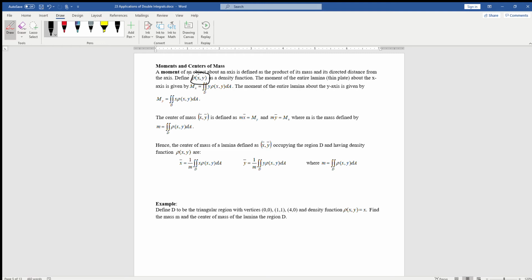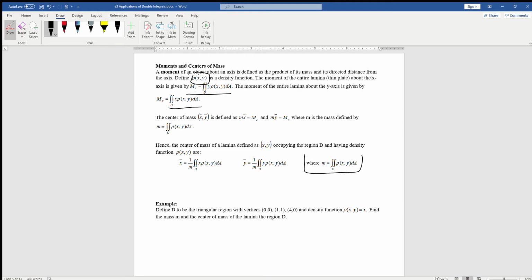The moment in the x direction is y times the density function, double integral of that. And then the moment in the y direction is going to be x times the density function, double integral of that. More importantly, we're looking to be able to find the center of mass of a given object. So if it's given a density function, there are three formulas that we're going to utilize.